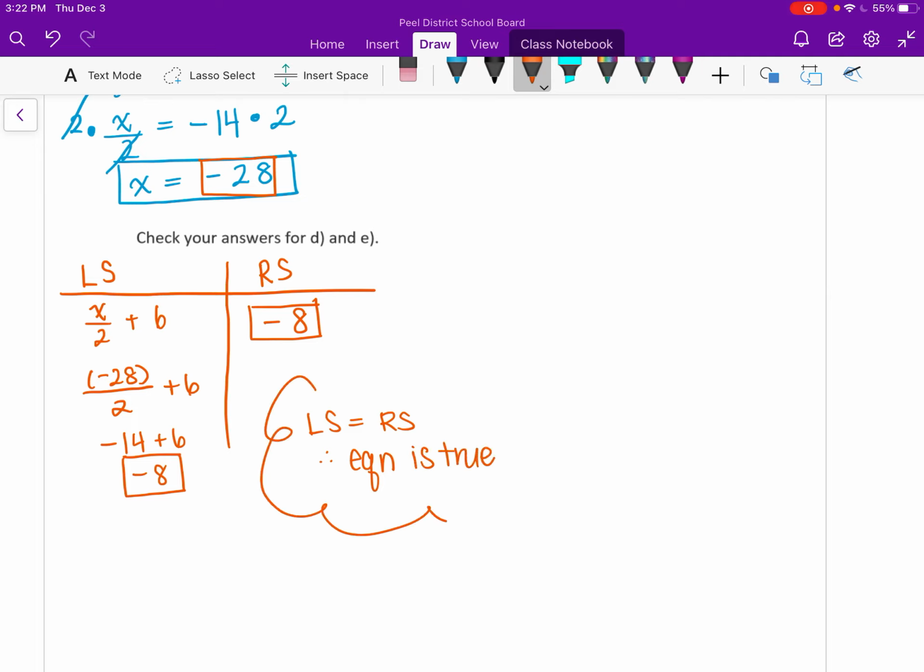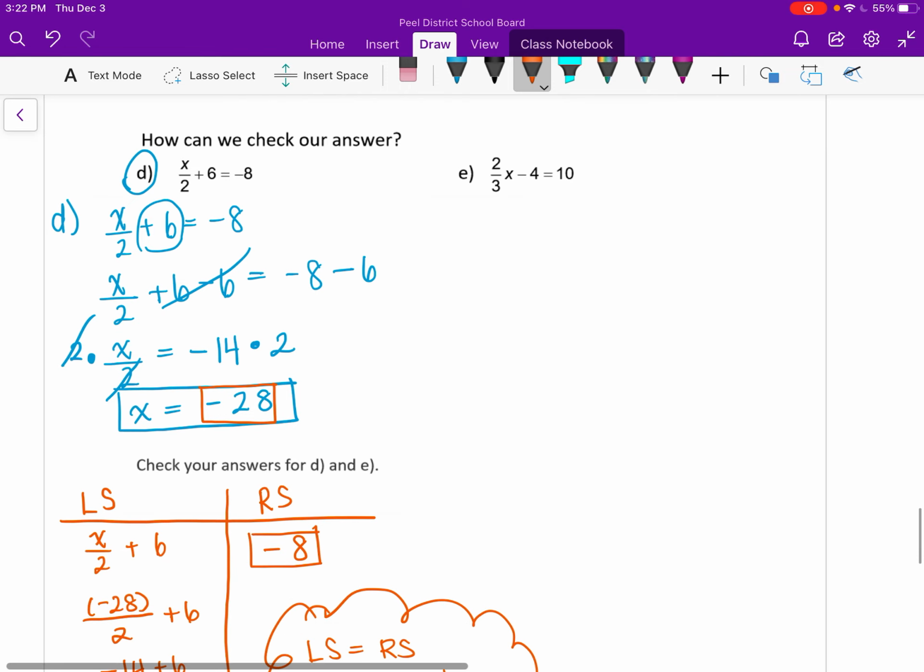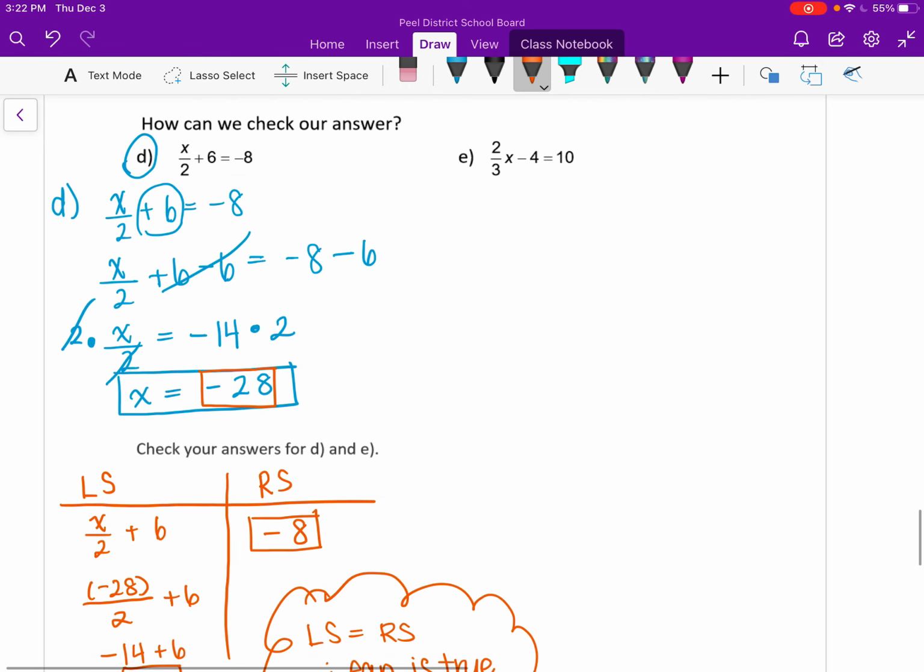And that's just a great way to check your work. This might seem tedious now because the numbers are small, and it doesn't really matter that much in grade 9, but it will start to matter to you when you get into grade 11 and 12, when you have a little bit more complex problems and you want to show that both sides are equal to each other.